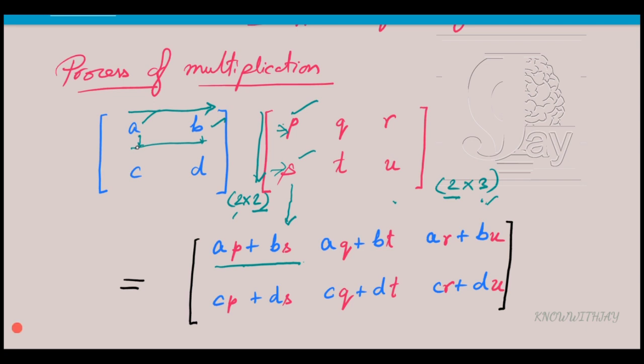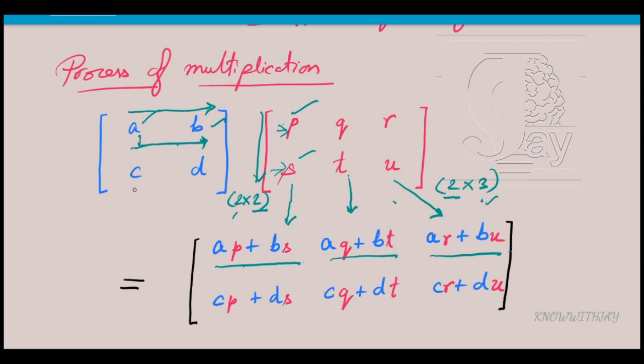Similarly, if we do the first row and the second column, we get the first row second column element of the product. So that's AQ plus BT. Now if we do the first row and the third column, we get the first row third column element of the product. So AR plus BU.